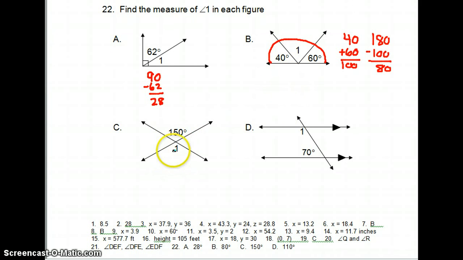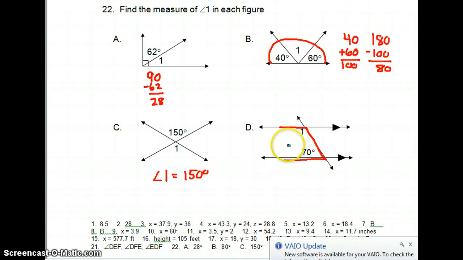Here, these are vertical angles. We know they're equal, so angle 1 is equal to 150 on this one. And for D, these are consecutive interior. We know they add up to 180, so we do 180 minus 70, and that is 110.